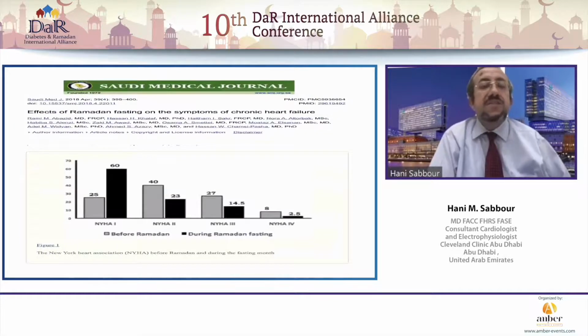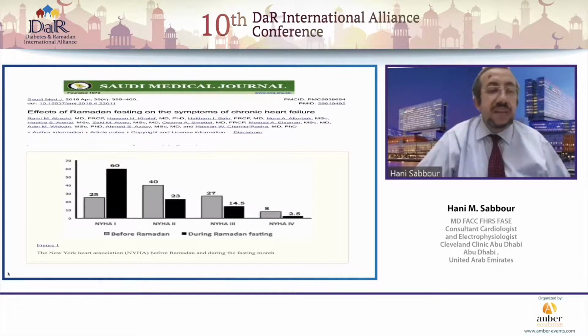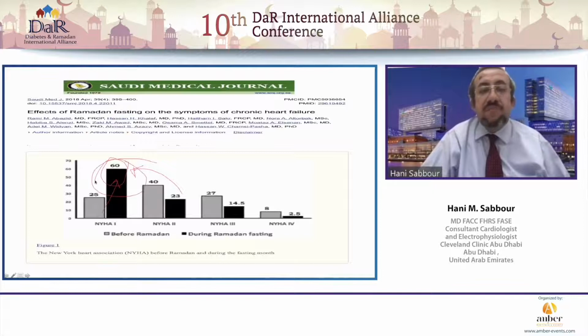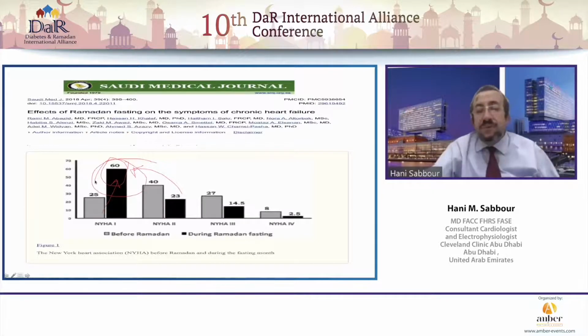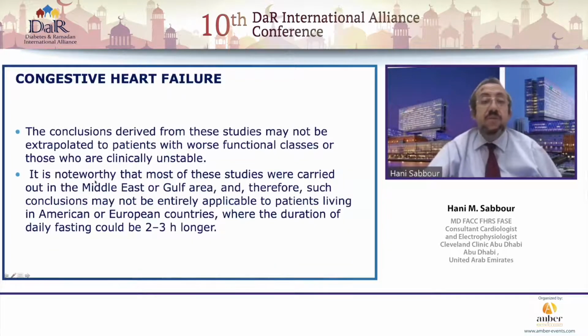So this is actually a more recent paper from Saudi Arabia at Ramadan on chronic heart failure, and you're going to see this really very amazing finding. During Ramadan, the functional class improved, from functional class 2 to functional class 1 in the majority of patients. 60% of patients actually improved their functional class due to the abstinence and reduction of fluid.